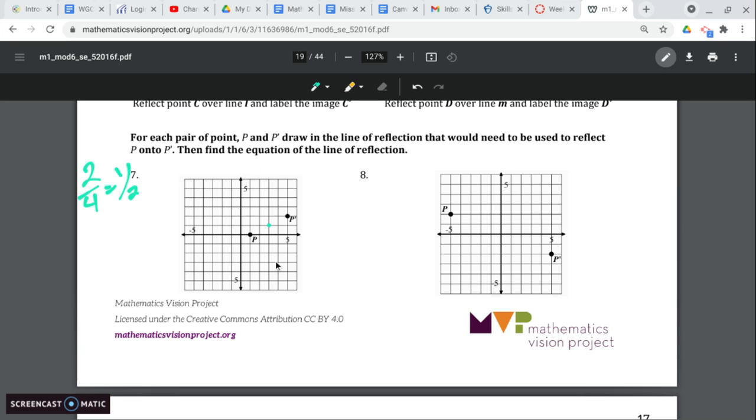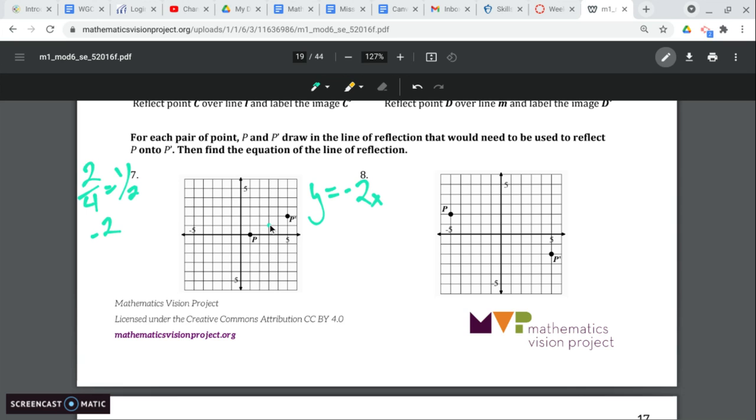Now, our line of reflection has to have the opposite reciprocal slope. So if we went up and over to get between P and P prime, it was positive. So the opposite reciprocal will be negative 2 over 1. So we're going to have y equals negative 2x.